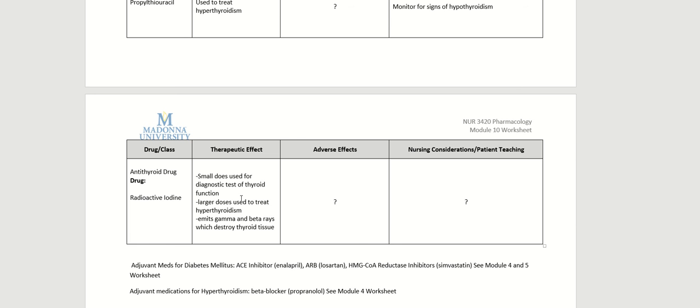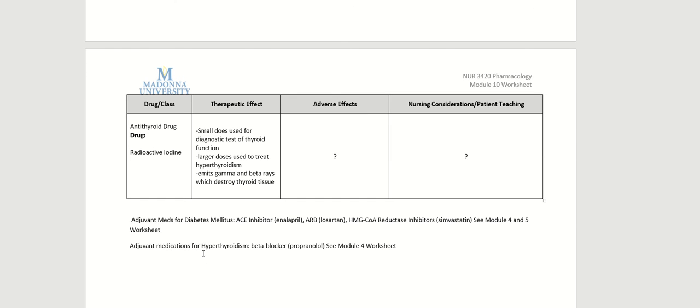The other med that we talked about, and you can see at the bottom here, and everyone did a pretty good job of this in their discussion board, is propranolol. So that is a beta blocker. Remember from way back in the cardiac and blood pressure that we used this in that module. So go back to module 4 worksheet if you're not clear as to how this beta blocker works.